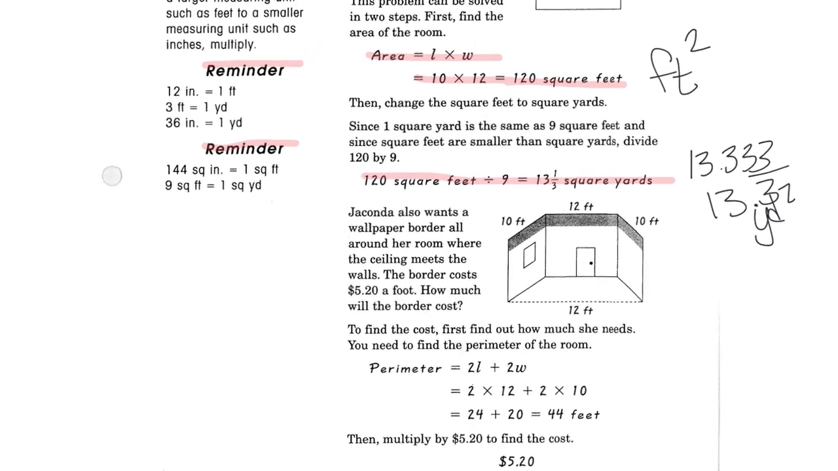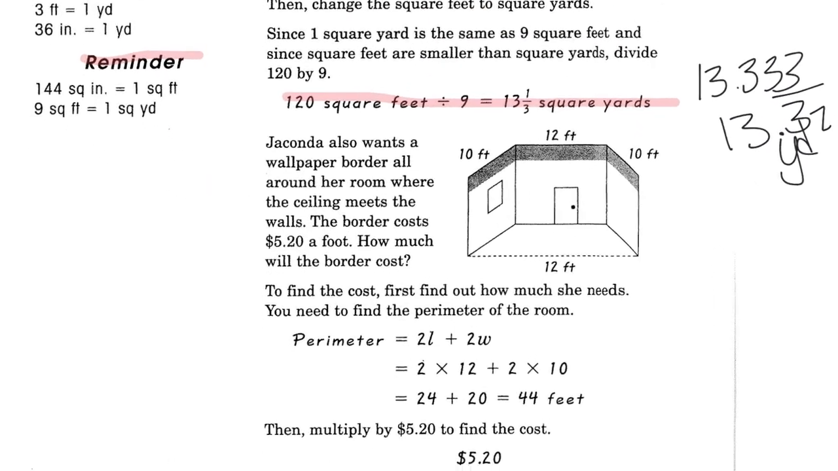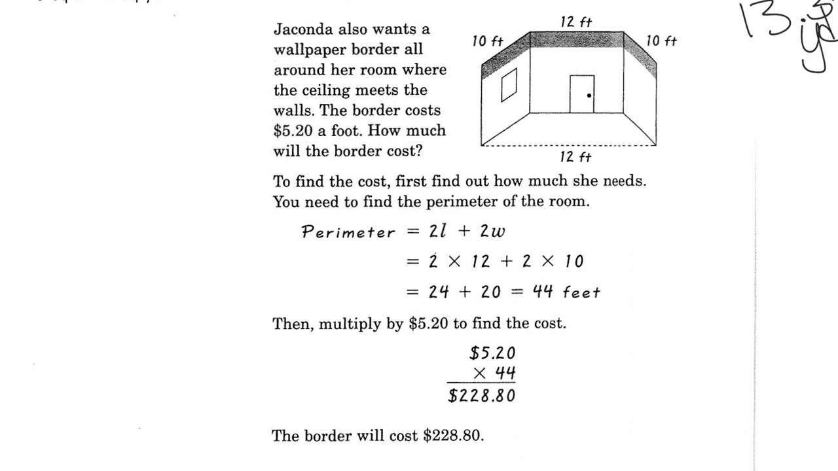All right. So now it says Jaconda also wants a wallpaper border all around her room where the ceiling meets the wall. The border costs $5.20 a foot. How much will the border cost? It says to find the cost, first find out how much she needs. You need to find the perimeter of the room. Now, since we're doing a square or rectangle, any four-sided figure, when you are finding the perimeter of something, it is 2L plus 2W. Or you can say, I'm going to add all sides together.